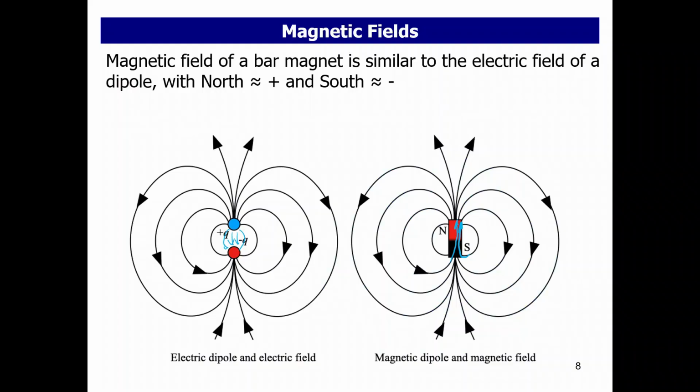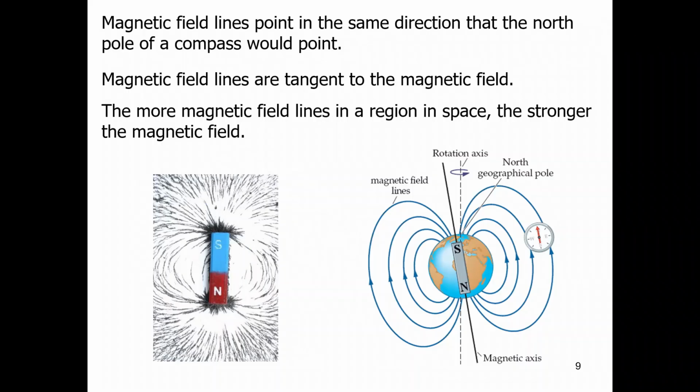So on the exterior, they're going to look very similar though. Now our magnetic fields here are going to point in the same direction that the north pole of a compass would point. So the magnetic field lines are always tangent to the magnetic field. If you were to draw the magnetic field at any one point, it's going to be tangent. My magnetic field vector B doesn't curve. It's going to be tangent at any one point. That's similar with electric fields and the electric field vector.